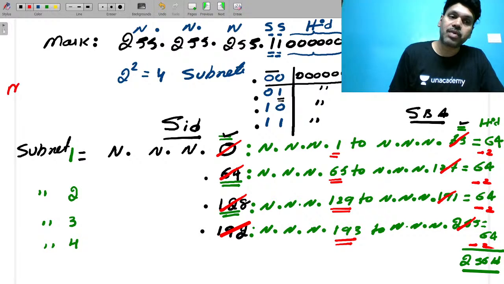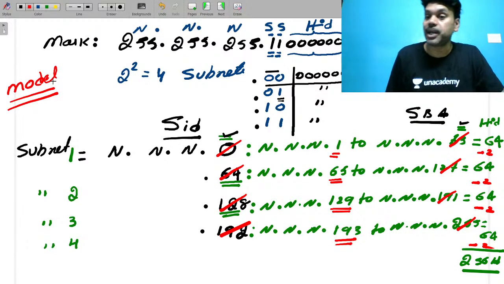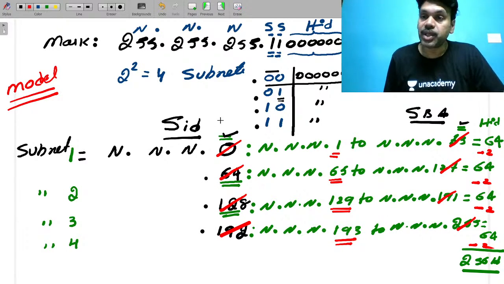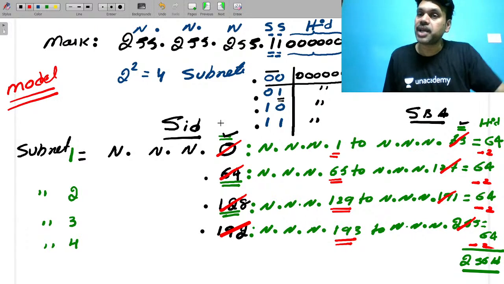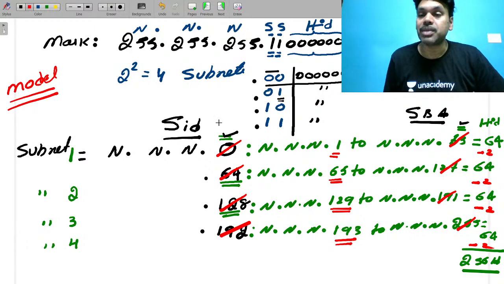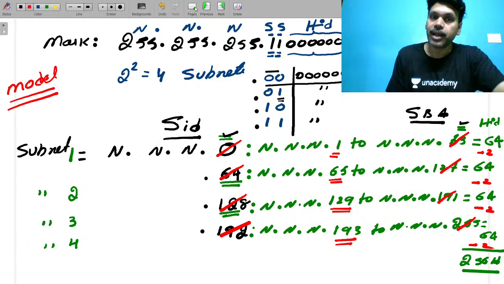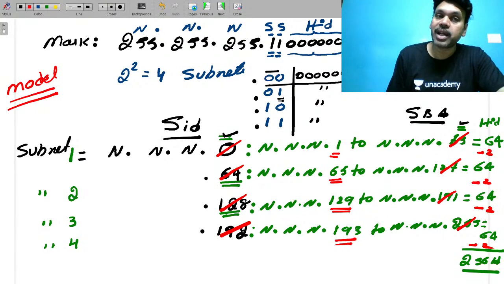This is model 1. I am showing you how to derive subnet IDs and subnet broadcast addresses. Okay. I will show you model 2, which is applicable for any kind of class. It may be C or B or A. We are not going to perform any kind of subnetting for D and E as they are reserved for different purposes. Now let me show you another example.